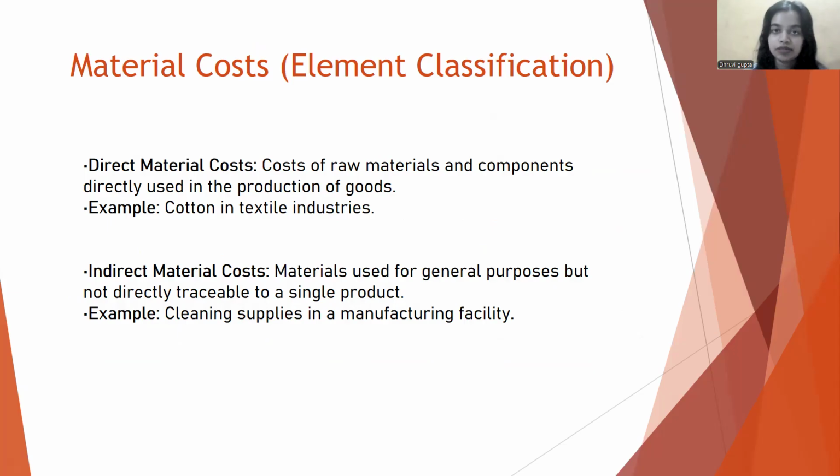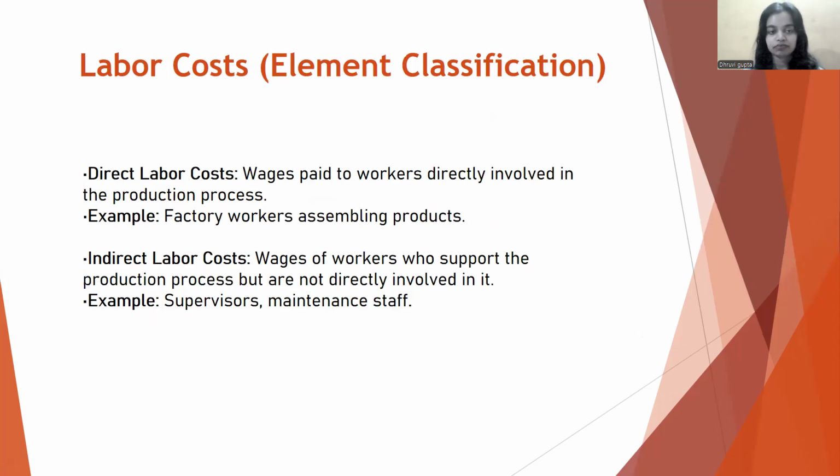The second is indirect material cost. These are materials used for general purposes but not directly traceable to a single product. For example, we can take cleaning supplies in a manufacturing facility. In a manufacturing facility, there can be multiple products being produced, so we can't say that a particular cleaning supply is used to produce a single product. The cleaning supplies are used for the overall manufacturing facility. That's why it's indirect material, because it can't be traced.